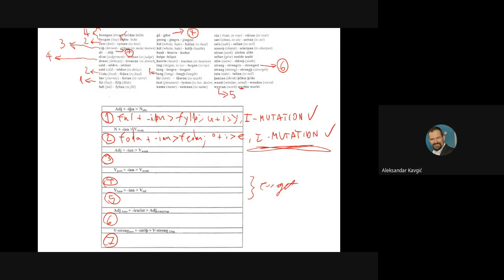Then if you can write the group to which it belongs, whether the suffix was -idu or -ian, or -ira, -ist for the comparative, or -ist, -if for the first, second and third person, that's extra points, but i-mutation is the main point.